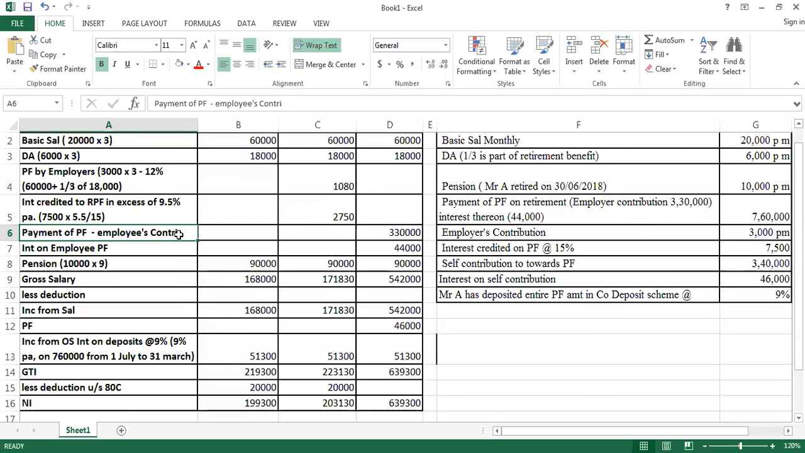Payment of provident fund I have taken here. And here I have taken payment of interest on employees provident fund. Why have I not taken the values here? Why have I taken the values only here?